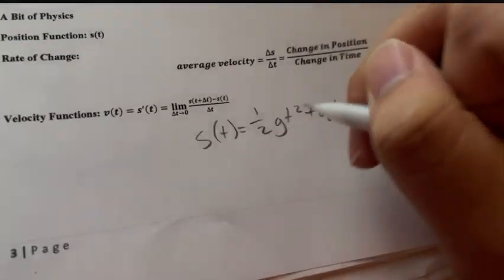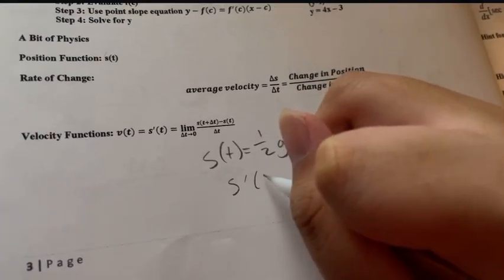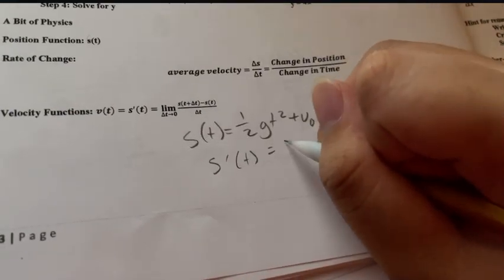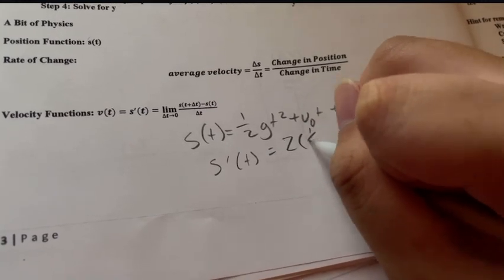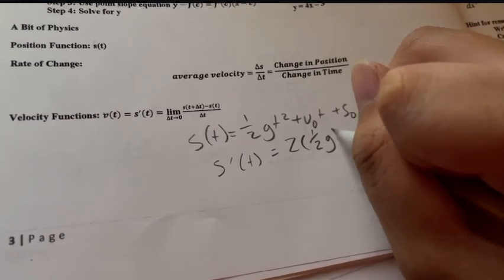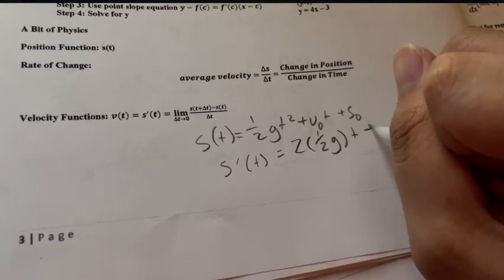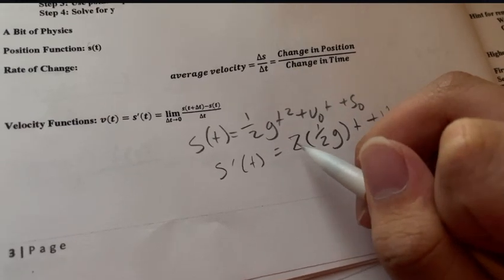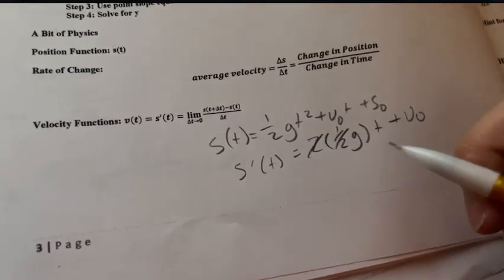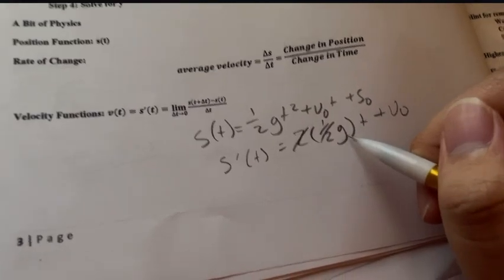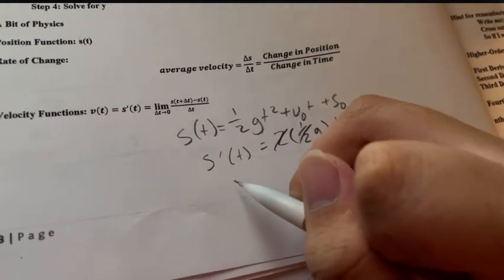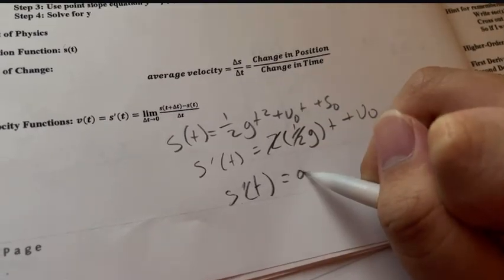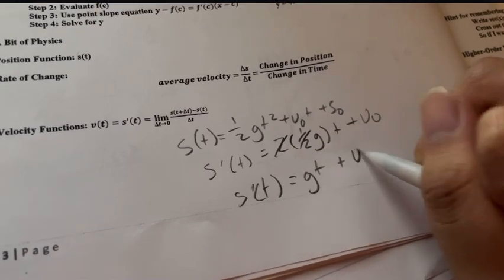So we'll start with s prime of t equals 2 multiplied by 1/2 g multiplied by t plus v. Okay, the 2 cancels out the 1/2, so we'll go ahead and cross that out right there. And so this just becomes g multiplied by t, so s prime of t equals gt plus v.